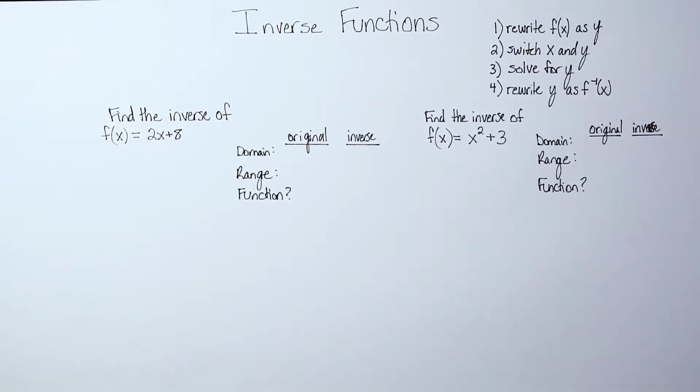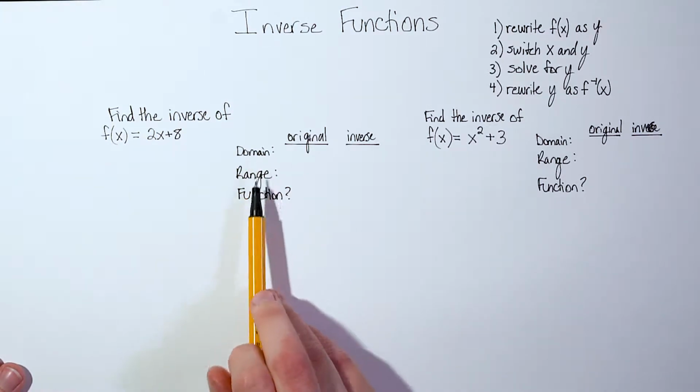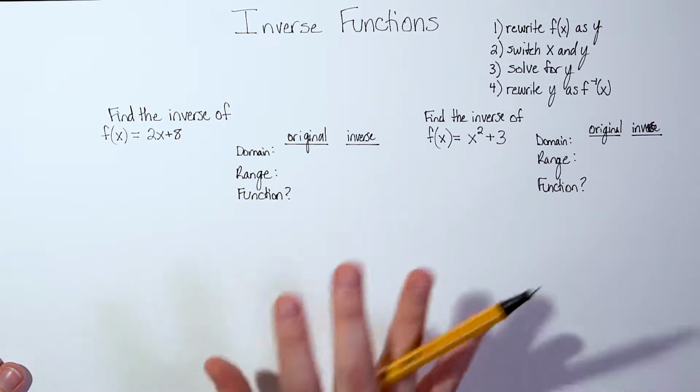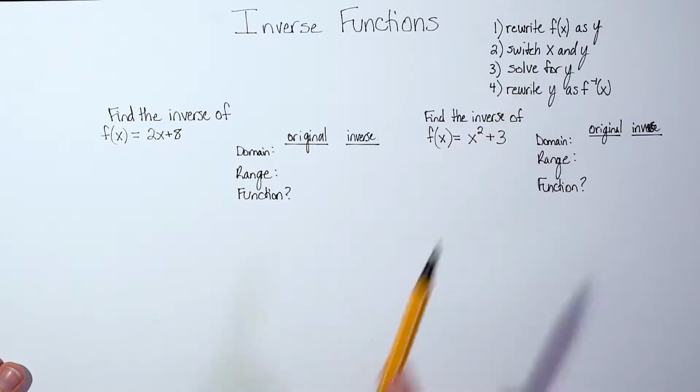So the whole thing about reflecting will make a lot more sense once we graph these. So I'm going to show you how these look graphed, and then I think it'll make a little more sense at that point. But first we're going to start just by finding the inverse. Eventually we'll get to the domain, range, and whether it is a function. But first we're just going to follow our 4 steps.